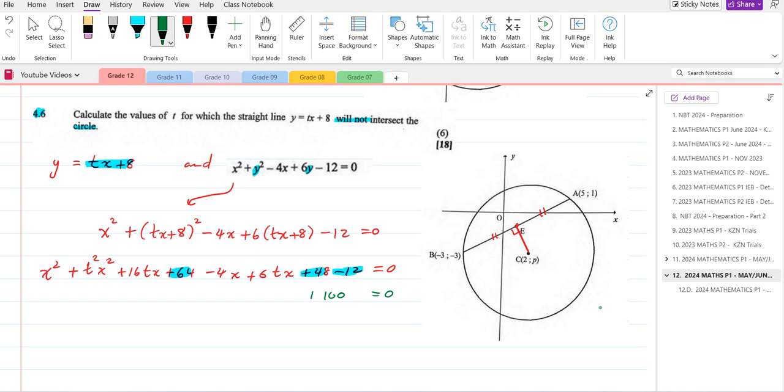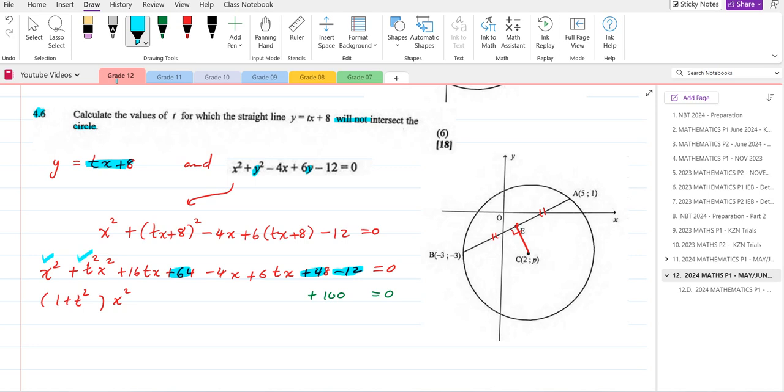I've got plus 100. Now let me look at all the x squared terms. So I've got an x squared here. That's the only x squared I've got. I've got t squared x squared here. Okay, so the x squared terms, let me factorize that. I'm going to take out x squared as a common factor, left with 1 plus t squared. So I'm done with the x squared terms, okay?